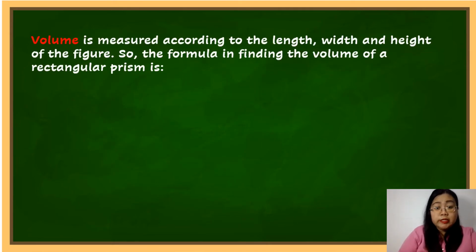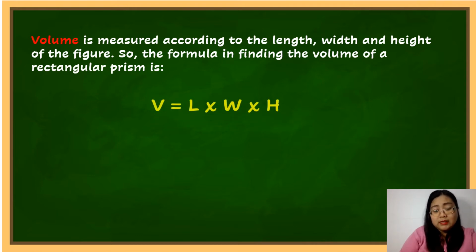Volume is measured according to the length, width, and height of the figure. So, the formula in finding the volume of a rectangular prism is volume is equal to length times width times height.